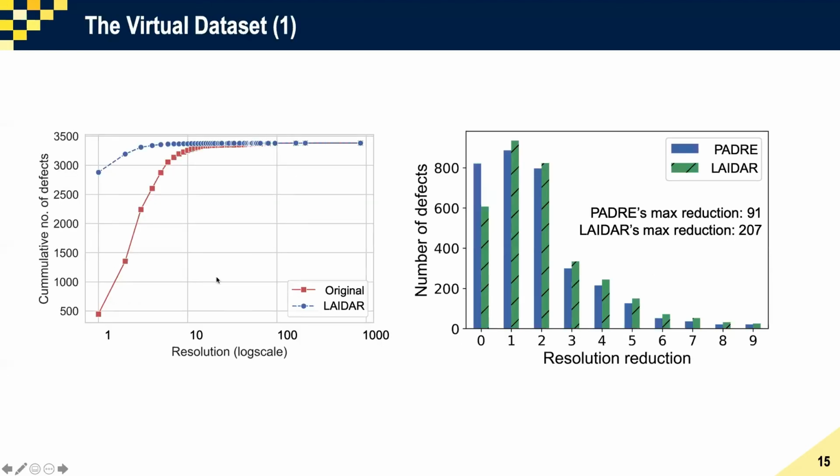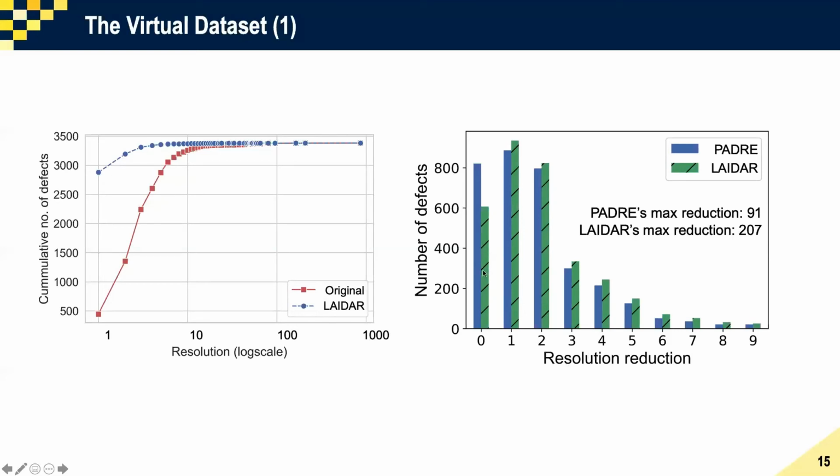Here, the left figure gives the defect level resolution improvement produced by LAIDAR. Note that the number of defects with perfect resolution increases by 6.4 times, and the number of defects with resolution 2 increases by 2.4 times. The performance of LAIDAR and PADRE are compared in the right figure. It shows the number of defects with resolution improvement from 0 to 9 through PADRE and LAIDAR.